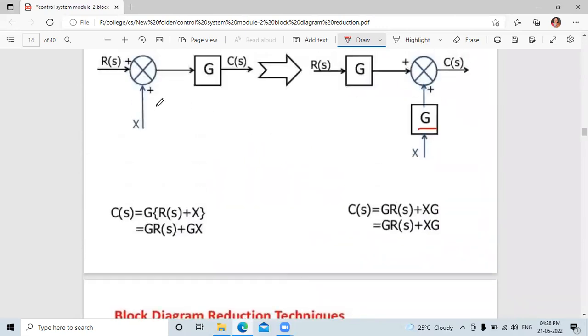You can observe here. So here what you will get? R of S plus X into G. Now R of S into G plus X into G. Same value you will get. R of S into G plus X into G. So if you compare these two equations, the representation is different, but the final answer we get is the same. The representation may be different, but the answer we get at the output side is the same.